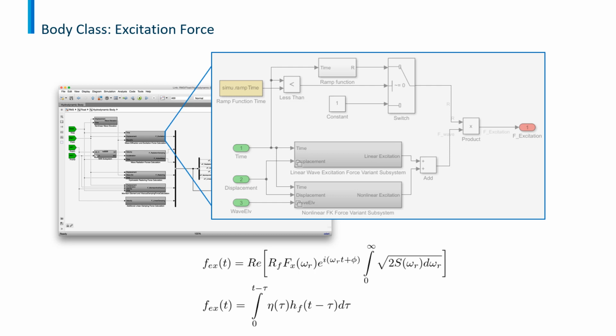right side, the term after the integration sign, square root of 2 times s times d omega, corresponds to the wave elevation time history, where s is the spectral density of the incoming wave. The term fx times e raised to the power iota times omega t plus phi corresponds to the Fourier transform, which converts the excitation force coefficients in frequency domain as calculated by BEM software to the excitation force impulse response function as represented by HF in the second equation.